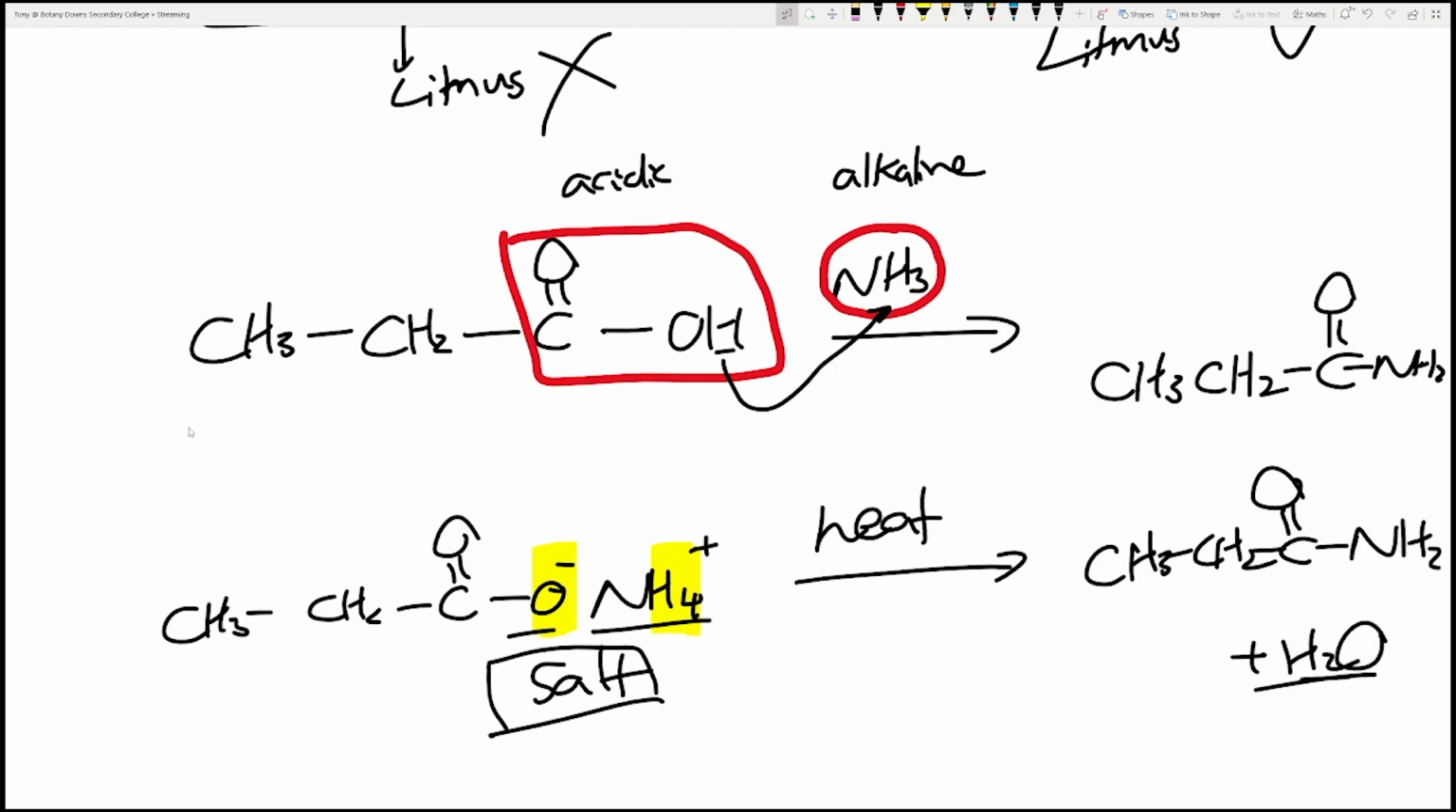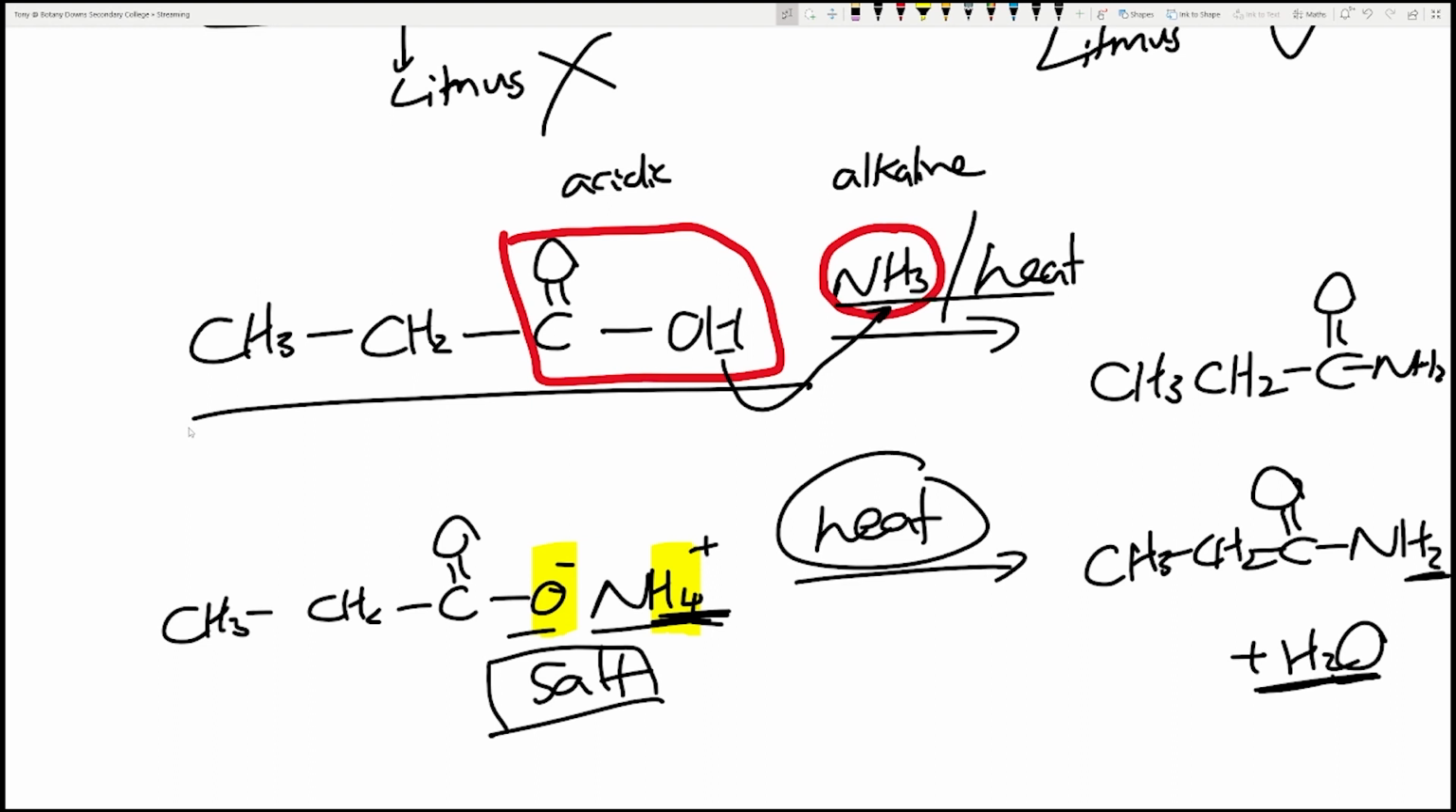Okay, so you can see this is two H's, this is two H's, that's where my four H's come from. So the heat really takes away the water, it dehydrates it. So if you want to write it in short, it's just carboxylic acid plus ammonia plus heat, and then you make the amide and water as a byproduct. Okay, so this is just a neutralization reaction that becomes a salt, and then you heat the salt to get the amide. Okay, because you're removing water out of it.